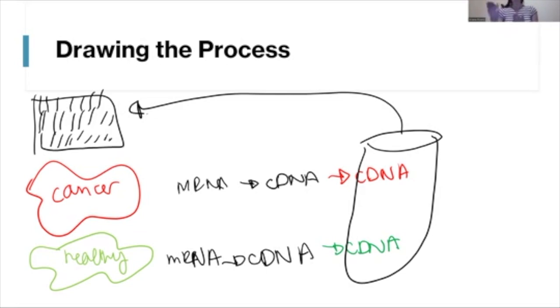And whenever we scan it afterwards, we can see, oh, is it tagged red? That means it's expressed in cancer cells. Is it green? That means it's expressed in healthy cells. Or is it yellow? That means it's expressed in both. So let's just do a visual of that.